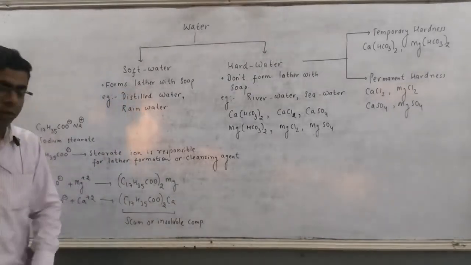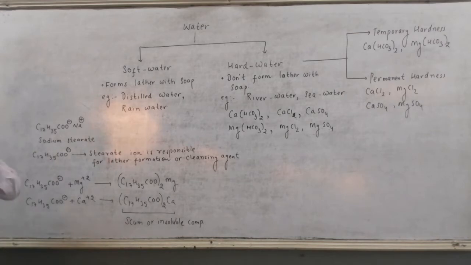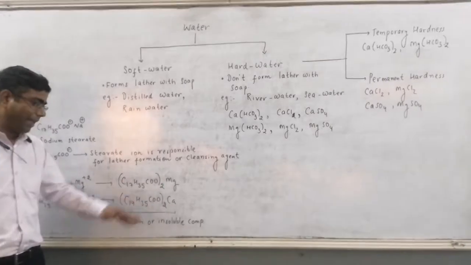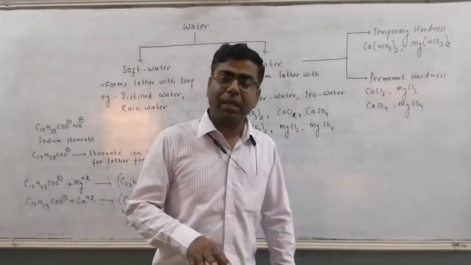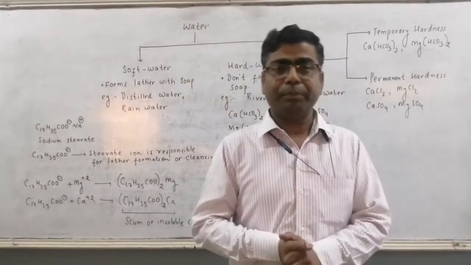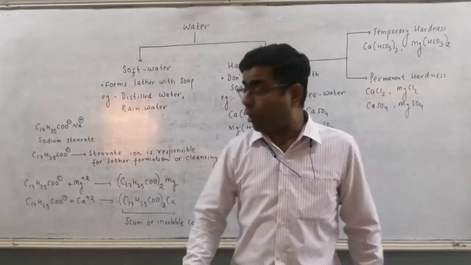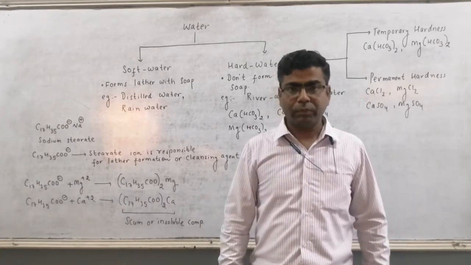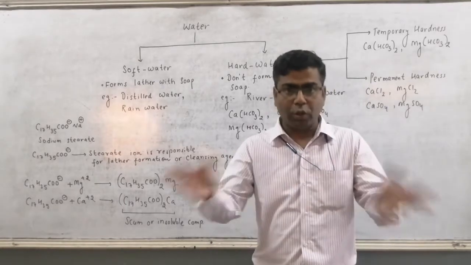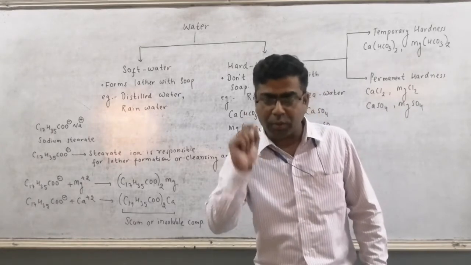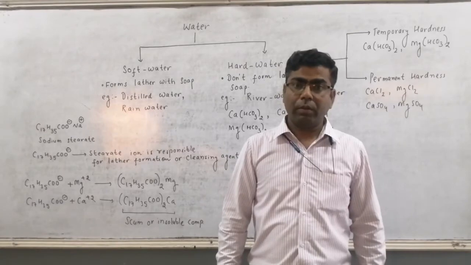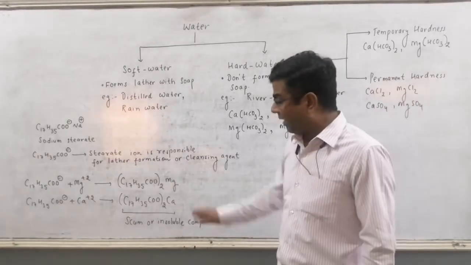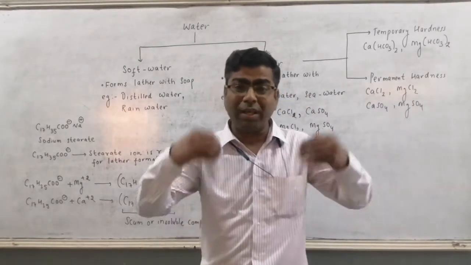Once Mg+2 ion or Ca+2 ion interacts with stearate ion, we get a precipitate of magnesium stearate or calcium stearate, because they are not soluble in water. So they will be deposited in the form of scum on the clothes or at the bottom of any container which is having water. Solid particles will be deposited over clothes also.